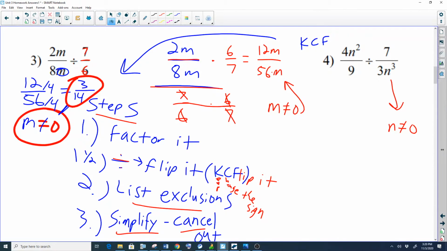Now, can we reduce that? Yes, we can. What are they both divisible by? 2. Something bigger. Yeah, 4. Good job. So we're going to divide by 4, divide by 4. So 12 divided by 4 is 3. And 56 divided by 4 is, is it 14? I think it's 14. And then the m's just cancel because anything divided by itself is just a 1 and goes away. So our answer there is 3 over 14 with our exclusion m can't equal 0.